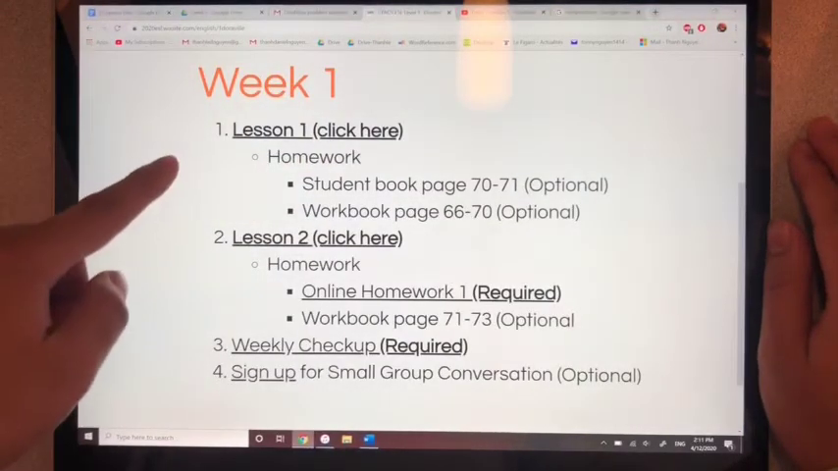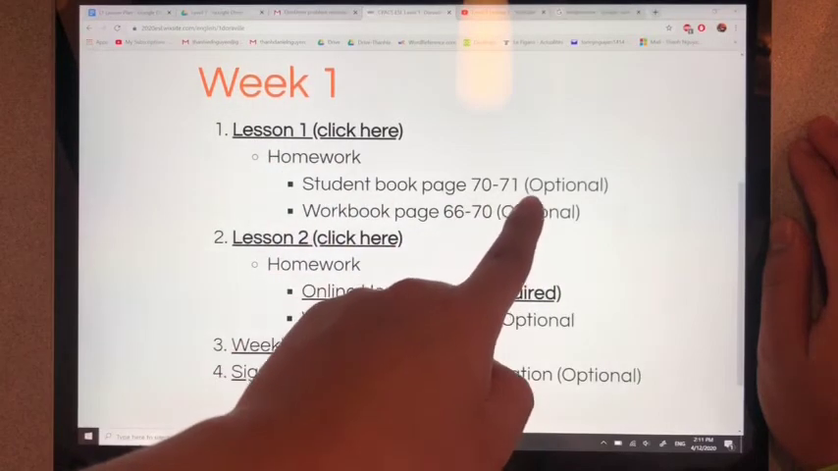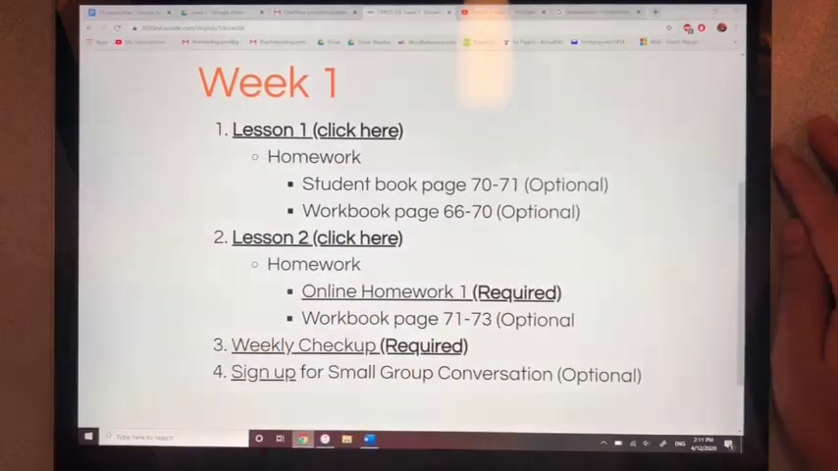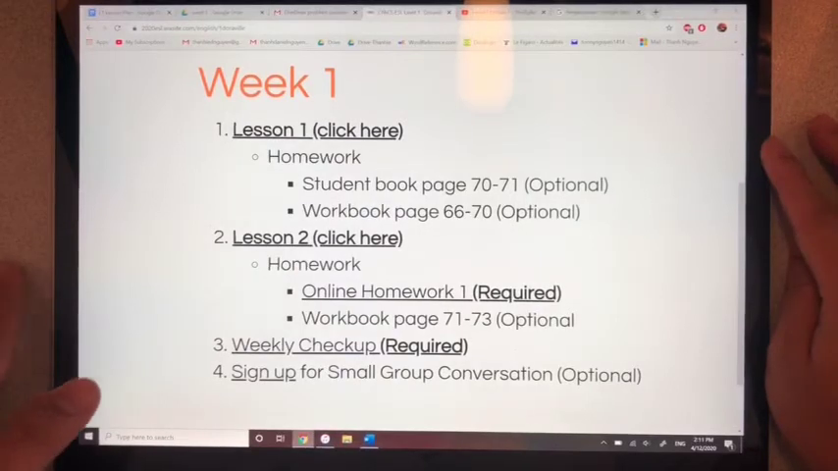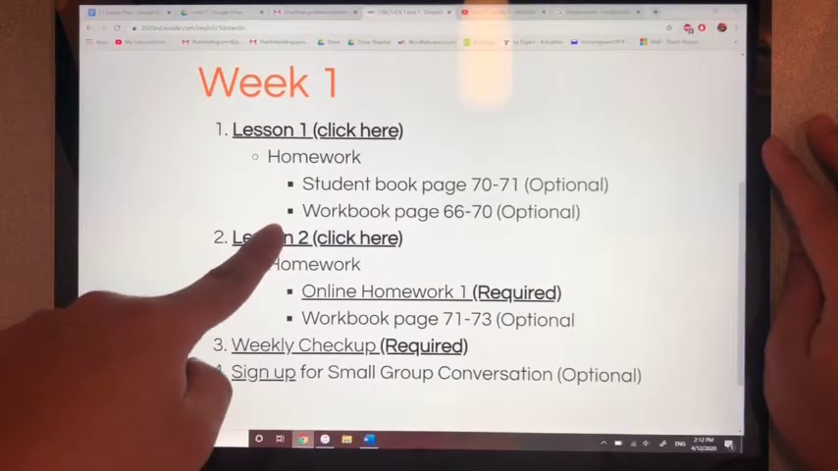When you finish lesson 1, you can do the homework. The homework is optional. You do not need to do the homework, but you can for more practice. When you finish lesson 1, do lesson 2.